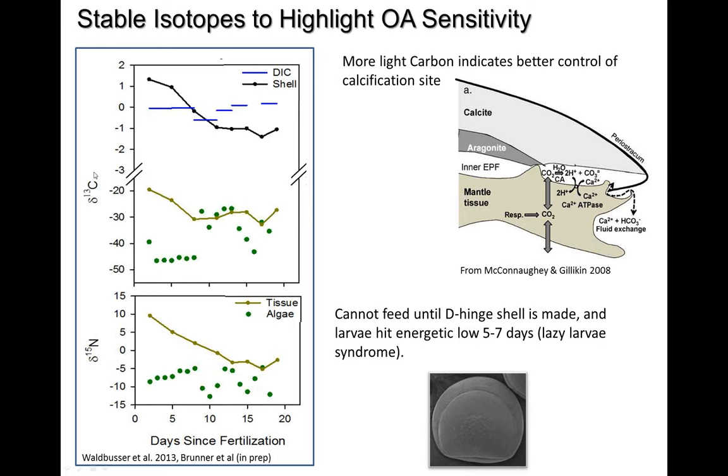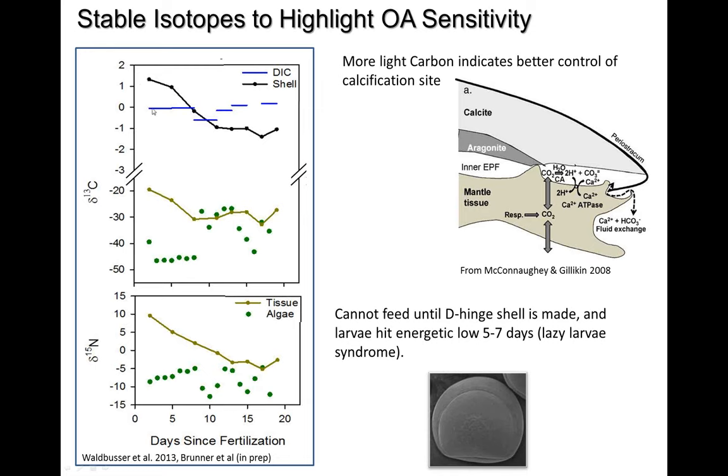This is the δ13C, essentially a tracer of different sources of carbon, all relative to a standard. What I have plotted here is the δ13C in the water, so the dissolved inorganic carbon, in the blue lines here, and in black is what's being incorporated into the shell. We'll just focus on this top part first. What you'll notice is that in the shell, the values are more enriched in δ13C. What that indicates is that more of the shell is being formed using seawater DIC versus metabolic carbon. I'll explain that in a minute.